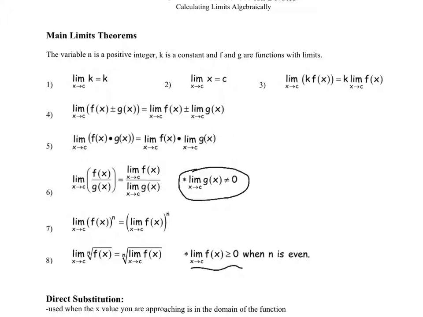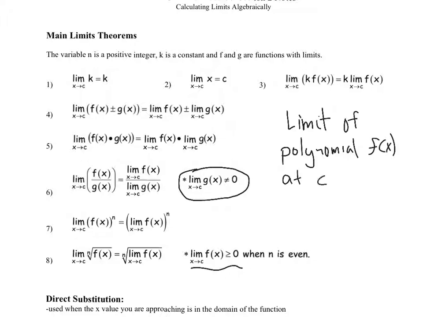Now, basically what all these properties really say is, if you have a limit of a polynomial, I'll just write this as a caveat. The limit of a polynomial, we'll just call it f of x, as x approaches c is simply f of c. So if you have a polynomial function, the limit is just f of c. Whatever c is, we'll just plug it in, and that's going to be our limit.